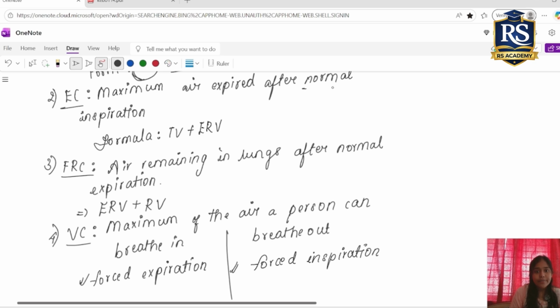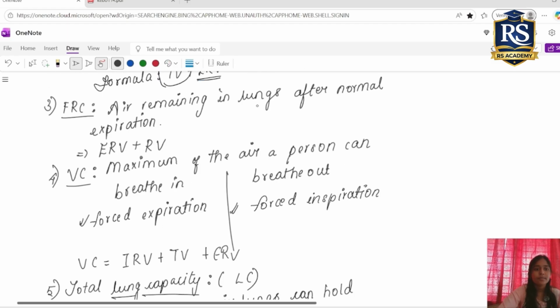Here, after normal inspiration, a person has inhaled normally and is expiring the maximum amount of air. So here the forceful expiration happens, that is expiratory reserve volume, and normal inspiration, that is tidal volume. Both together give us the expiratory capacity.